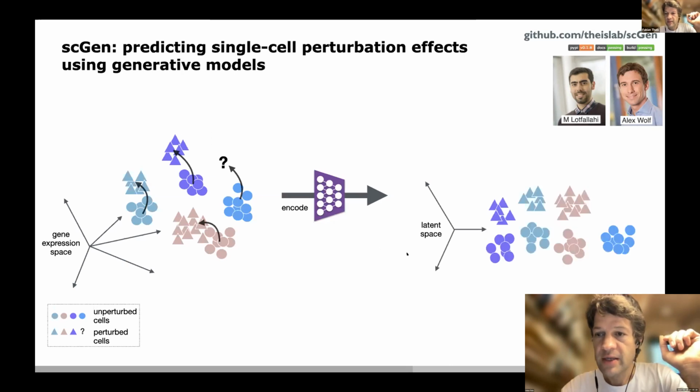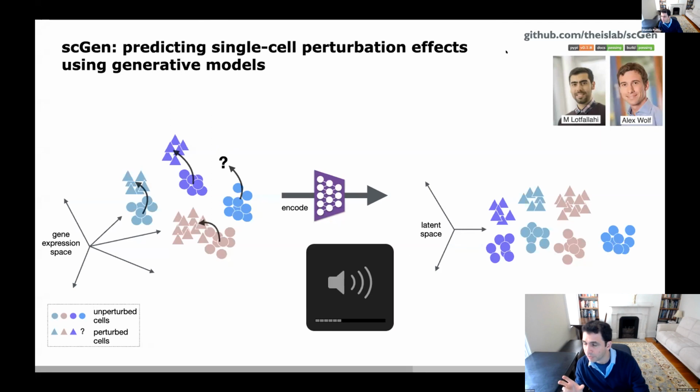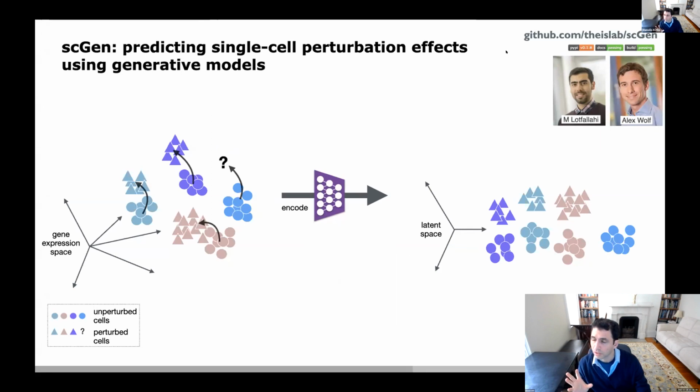Then we go into... Fabian, let me ask a very interesting question by Steve, who's basically asking, do you do this for every cell type, or for all of the cells jointly? At what level do you apply this representation learning?